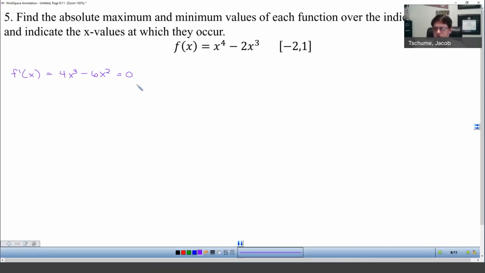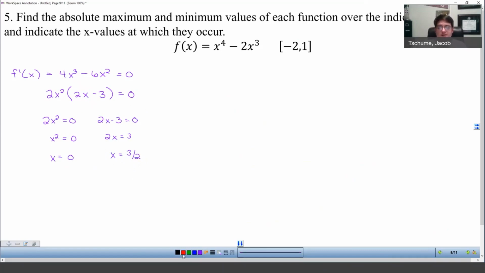This one's going to be factored by GCF, so both of those terms share a 2x squared in common, and you should have a 2x minus 3 left over. Set both of those factors equal to 0. The first one, if you divide by 2, is still x squared equals 0, and if you take the square root of both sides, it's still 0. The second one, if you add 3 to both sides, you get 2x equals 3, and if you divide both sides by 2, you get x equals 3/2.